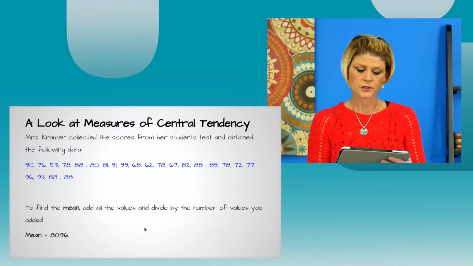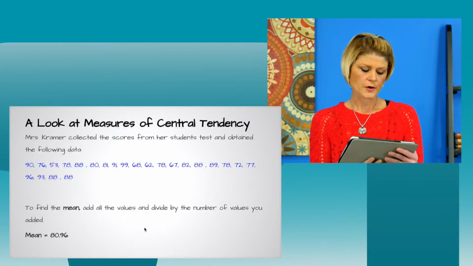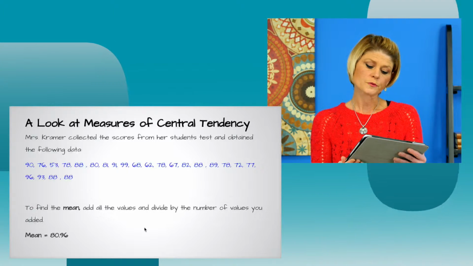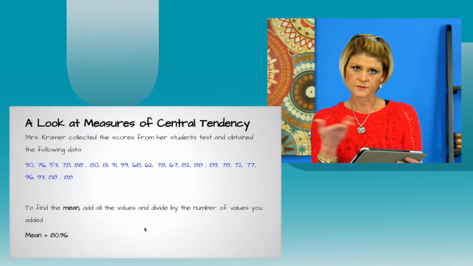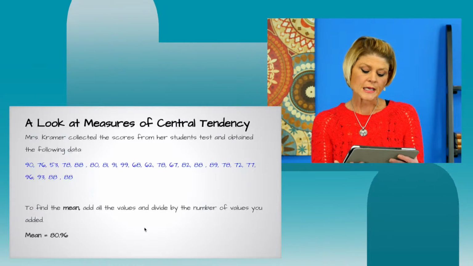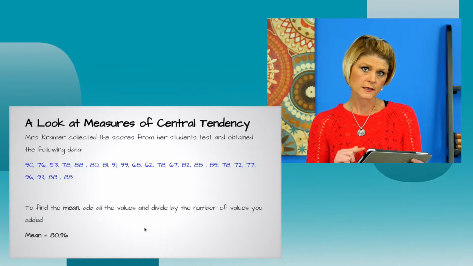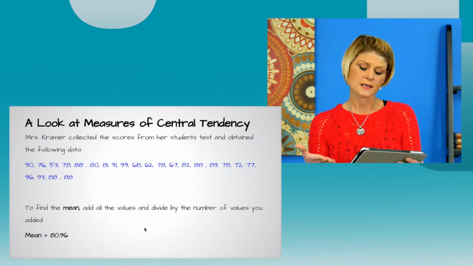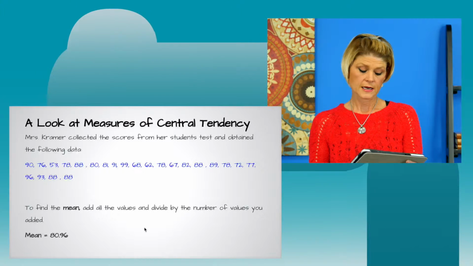All right, so let's take a look at measures of central tendency, jumping in with an example. Mrs. Kramer collected the scores from her students' tests and obtained the following data. Here are the numbers of all their scores. To find the mean, we're going to add all those values from 90 all the way up to 88, and then divide by the number of values you have. So the mean in this case would be 80.96.